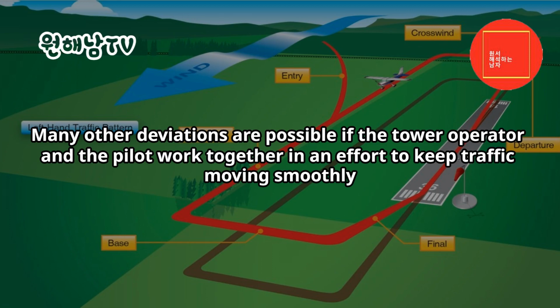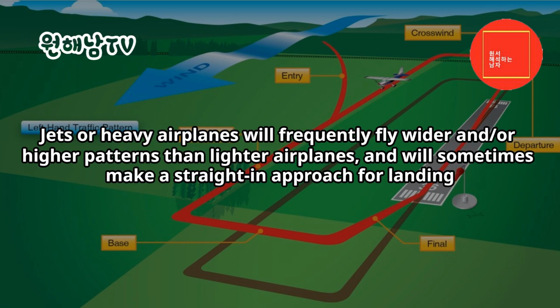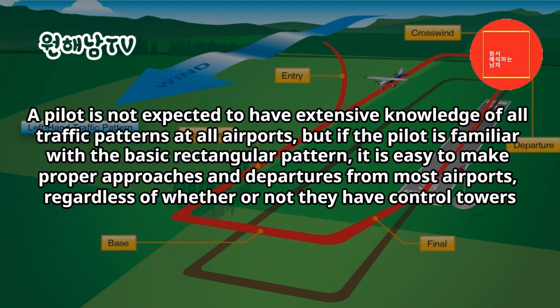Many other deviations are possible if the tower operator and the pilot work together in an effort to keep traffic moving smoothly. Jets or heavy airplanes will frequently fly wider and/or higher patterns than lighter airplanes, and will sometimes make a straight-in approach for landing. A pilot is not expected to have extensive knowledge of all traffic patterns at all airports, but if the pilot is familiar with the basic rectangular pattern, it is easy to make proper approaches and departures from most airports, regardless of whether or not they have control towers.